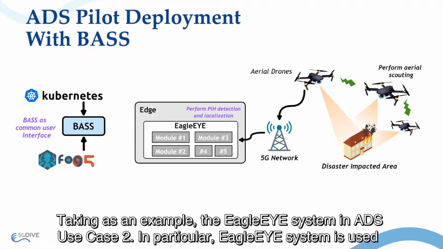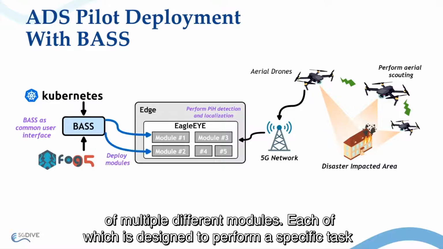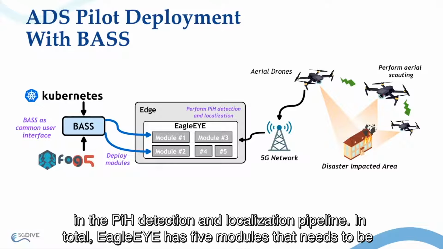Taking as an example the Eagle Eye system in ADS use case 2, in particular, Eagle Eye system is used to perform person in need of help or PIH detection and localization. Eagle Eye system itself consists of multiple different modules, each of which is designed to perform a specific task in the PIH detection and localization pipeline.